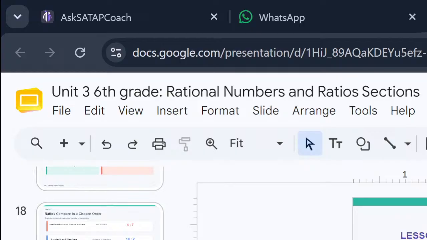Homework: a bag has 8 red, 5 blue, and 2 green marbles. Red to blue. Green to total marbles. Blue to red. Red to total marbles. Explain why 8 to 5 and 5 to 8 describe different comparisons.